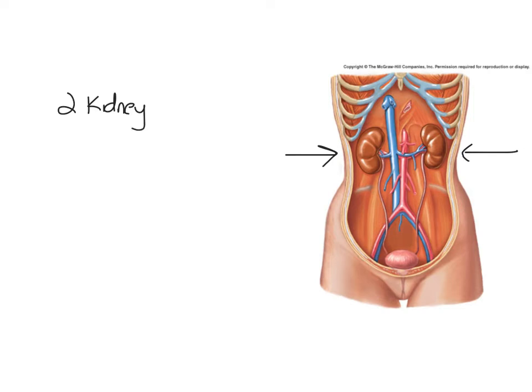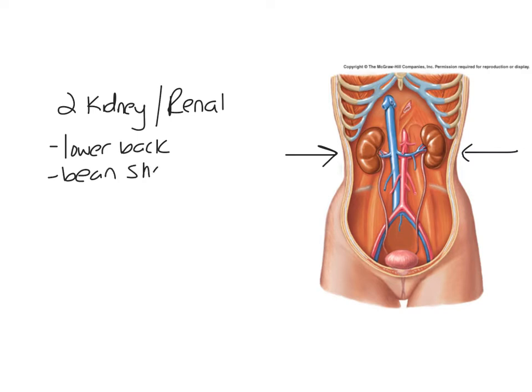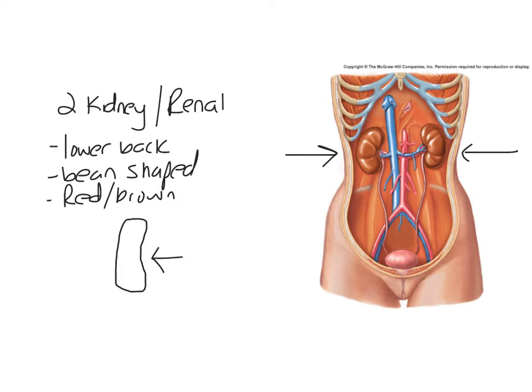Some of the words that are associated with kidneys and the urinary system are renal, and you'll hear renal artery, renal vein. You'll hear the word renal a lot. They're in your lower back. They're bean-shaped. They kind of have a red-brown appearance. And if we were to draw them out real quick, the little indentation part is called the hilum.